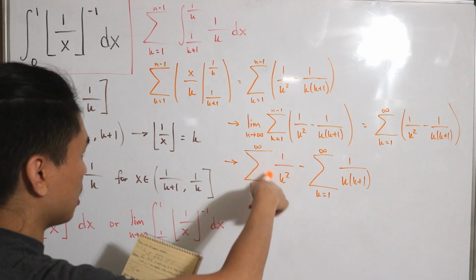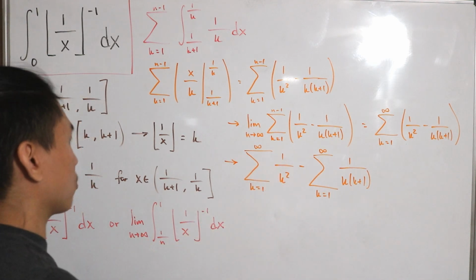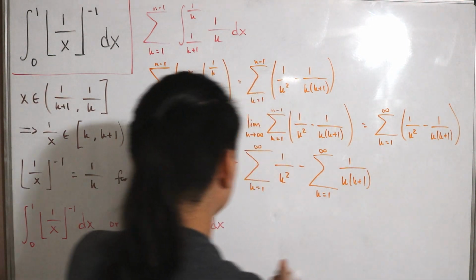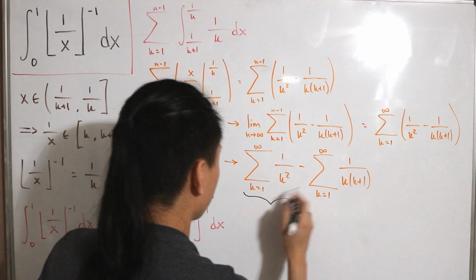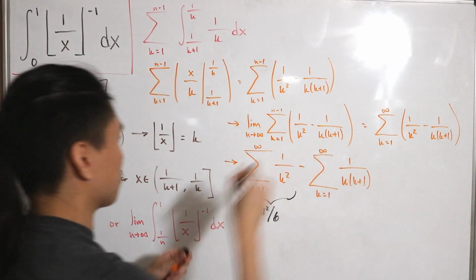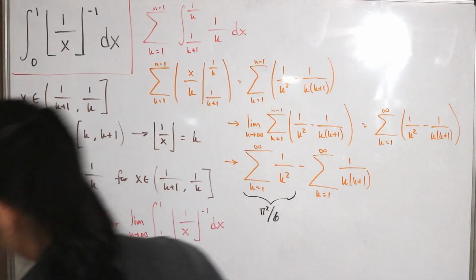As I said, this infinite sum is notably known from the Basel problem, so we know that the sum of that is just going to equal pi squared over 6. So at least that's out of the way. The last thing we have to calculate is this other sum over here. So let's fix that.